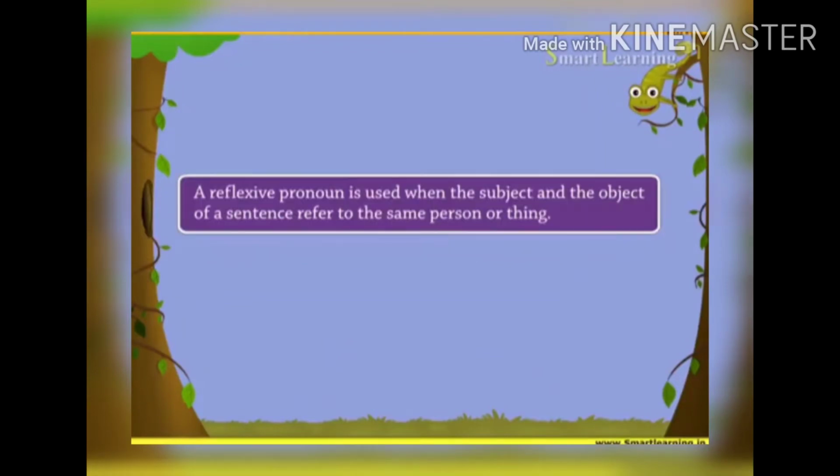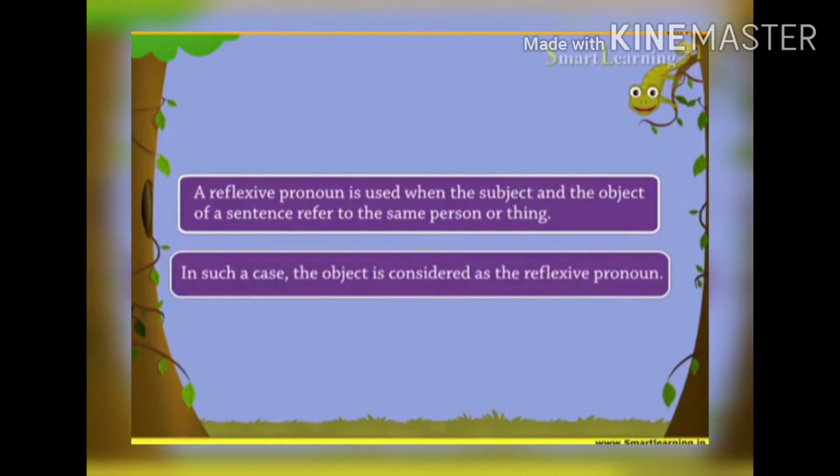A reflexive pronoun is used when the subject and the object of a sentence refer to the same person or thing. In such a case, the object is considered as the reflexive pronoun. Let us learn about reflexive pronouns with the help of some examples.